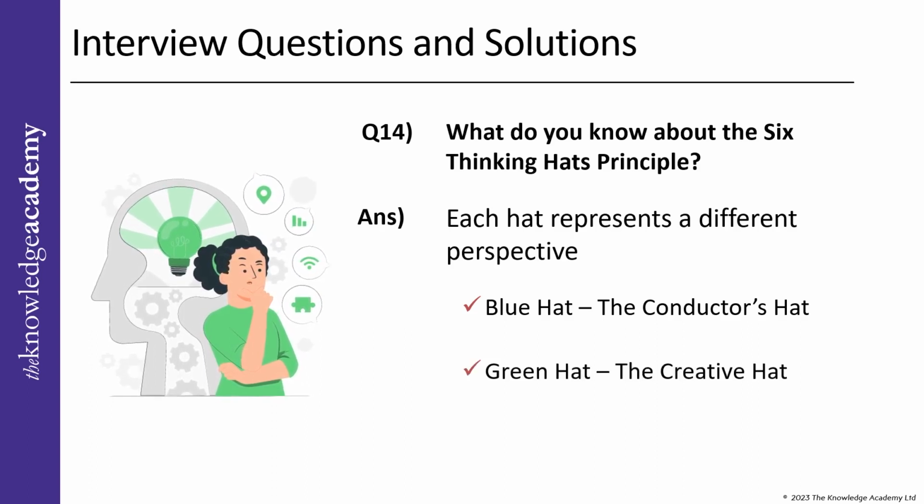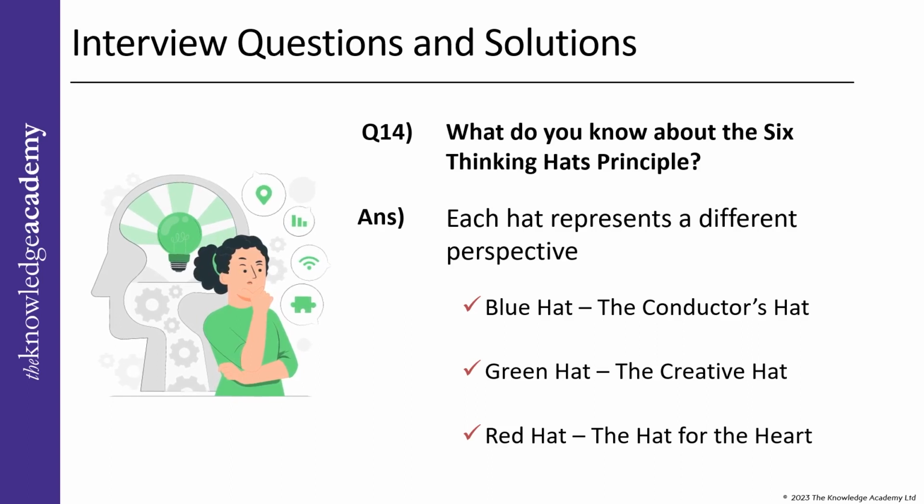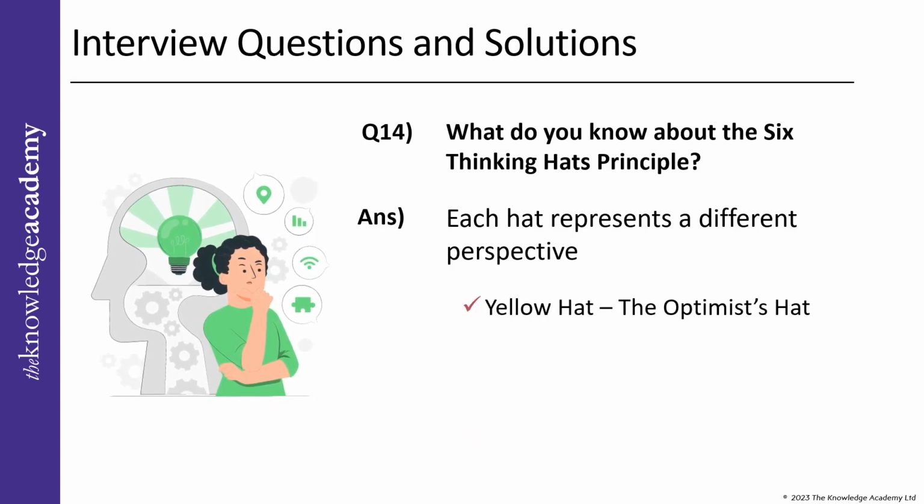The green hat, or the creative hat. The person with the green hat comes up with novel ideas that help solve the problem and increase productivity. Red hat, or the hat for the heart. Red hat is about instincts and feelings. The person with a red hat has to express their feelings without having to justify them logically. The yellow hat, or the optimist's hat. The yellow hat is about optimism. The person with the yellow hat looks at things in a positive light.